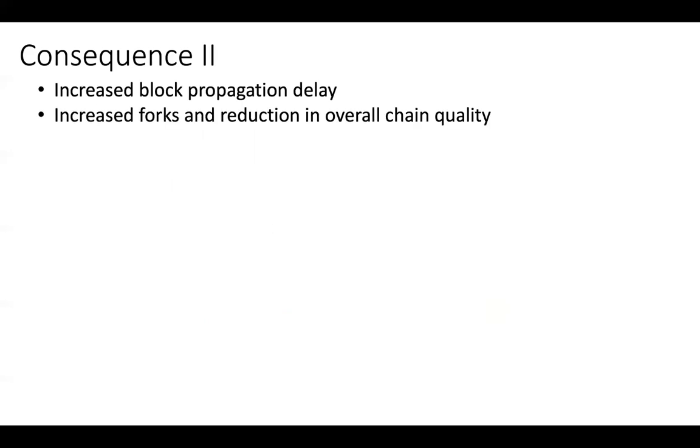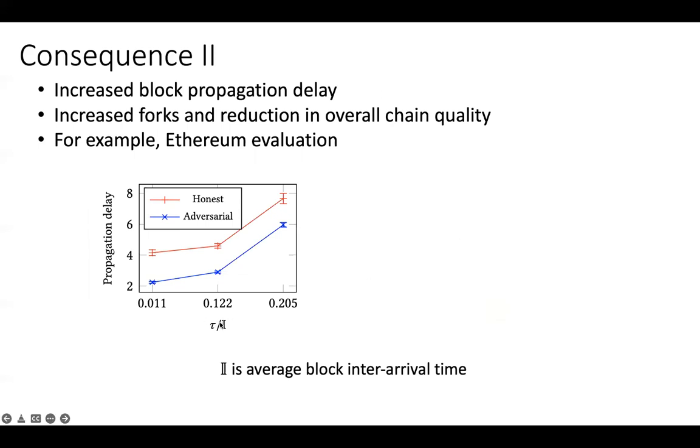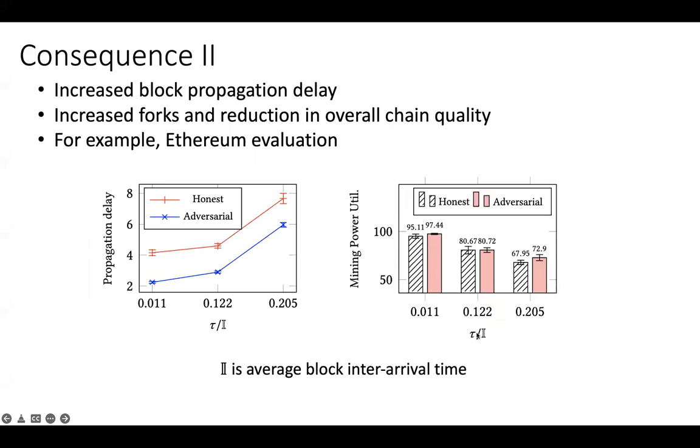Another consequence of keeping a high tau in Ethereum is that it increases the propagation delay. As a result, it increases the forks and also reduces the overall chain quality. For example, in our Ethereum evaluation, we saw that as we increase tau by I, the propagation delay increases. As a result, with an increase in tau by I, the mining power utilization, which we measure as the ratio between the fraction of blocks that are included in the chain and the total number of blocks mined by the miners, reduces significantly to about 70%. That means 30% of the blocks are getting wasted.